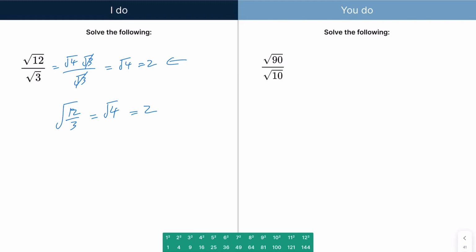So hopefully you've pressed pause and had a go at this example. So root 9, root 10, that gives me 90. That's root 10 there. That and that cancel out. That leaves me with root 9, which then becomes a 3. And if you did it the other way, you'd get the exact same answer.